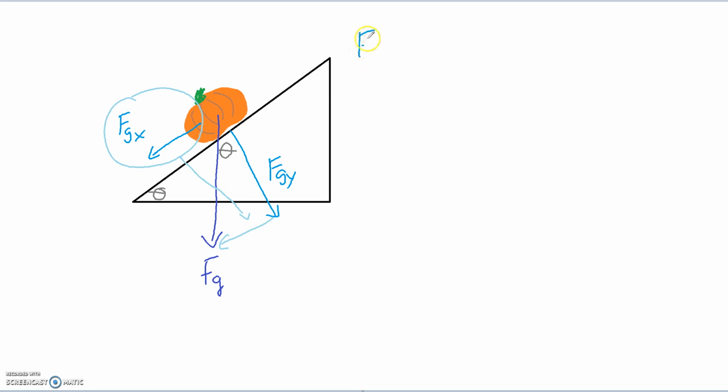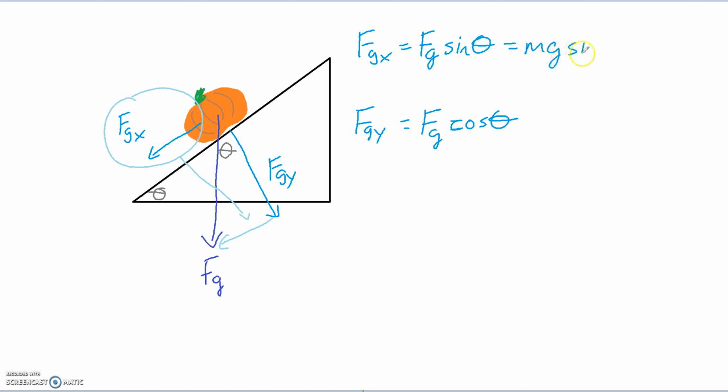To calculate my FGX, that would just be the force of gravity times sine theta, because FGX is on the opposite side from the angle. To calculate my FGY, that would be FG times cos theta, because FGY is adjacent to the angle, making it cos theta. If we expand this out, you'll often see FGX as FG sine theta, or equal to mg sine theta, and FGY is then often written as mg cos theta.